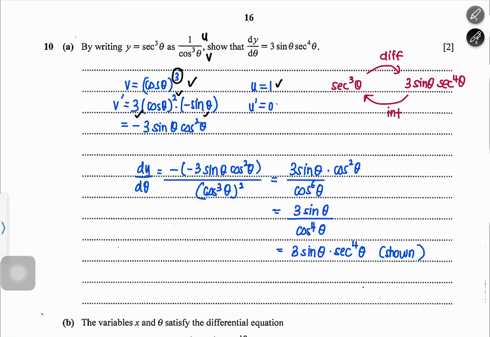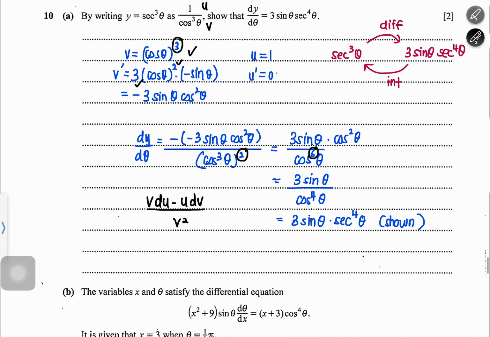When you differentiate the 1, you are going to get a 0. Many students will do cos theta to the power of -3 and differentiate directly. That is also possible. Just slowly show it, and be very careful with your quotient rule. Remember the bottom one is V squared, so V dU minus U dV over V squared. So cos theta to the power of 3 squared gives you a power of 6. You simplify, done.